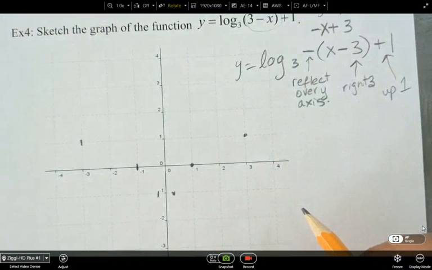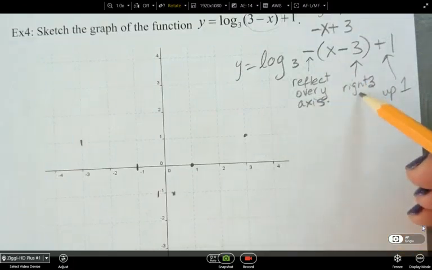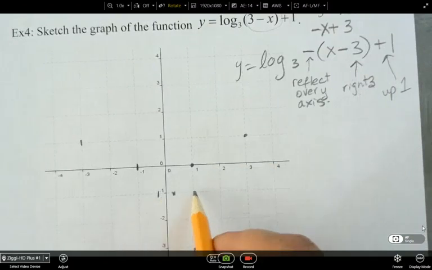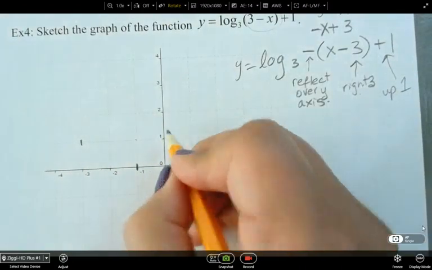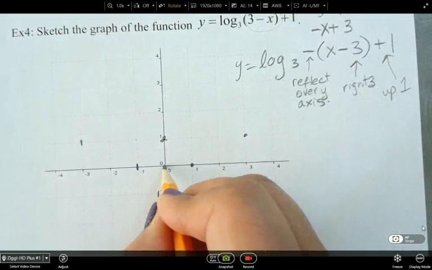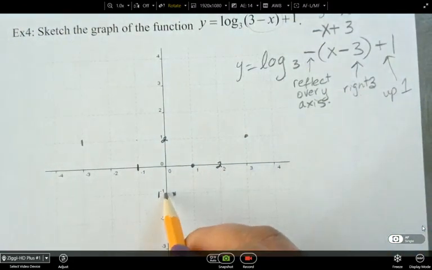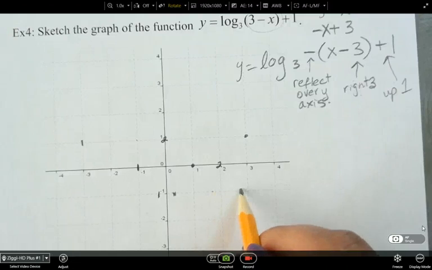Okay. And then what should I do next? So I've reflected over the y-axis. This is done. What do I do now? Should I go right 3? Yeah. Okay, so which direction is right? This way? Yeah. Okay. I'm going to go 1, 2, 3. So I'm going to put a little 2 here. Then this is going to go 1, 2, 3. I'll put a little 2 here because that's my second move. And then this one here, 1, and then 2, and then 3.